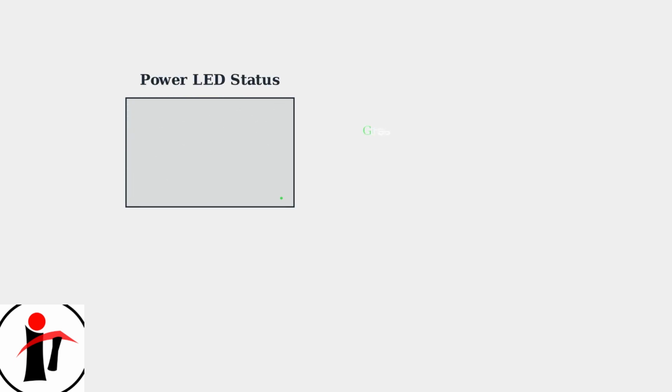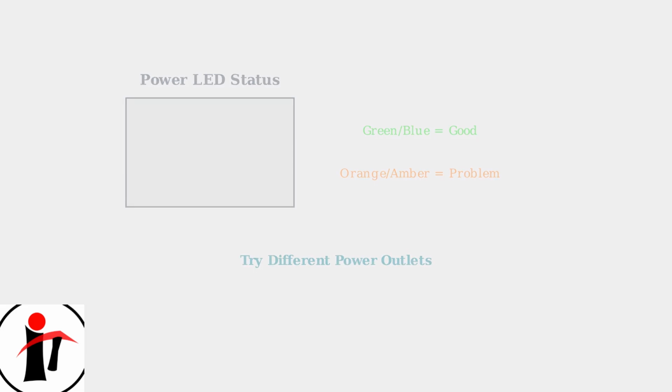When your Sceptre monitor shows no display, start with the most basic check, power. Look at the power LED indicator on your monitor. If the LED shows orange or amber, or if there's no light at all, try plugging the monitor into a different power outlet to rule out electrical issues.